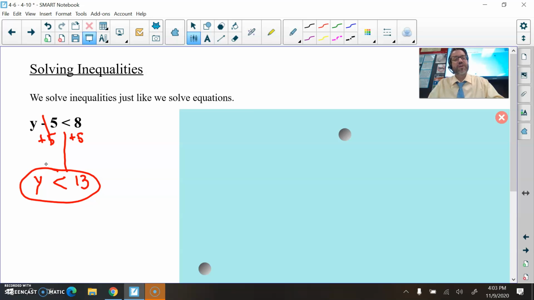You could test it out. Think of a number that's less than 13. Should we try 10? 10's less than 13. Let's try it and see what happens. If you substitute 10 here, 10 minus 5 is 5. Is 5 less than 8? Yes, it is. It makes a true statement, doesn't it? Okay, so our solution here again, y is less than 13.